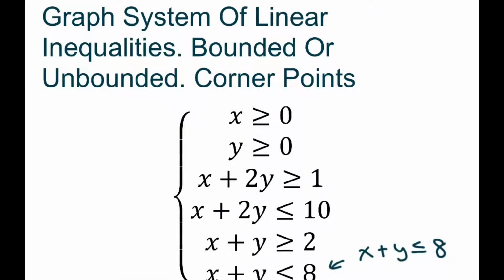Hi everyone, we're going to graph this system of linear inequalities, determine if it's bounded or unbounded, and label the corner points. For some reason this went off the page a little bit, but this last one here is x plus y is less than or equal to 8. This tells us that we're going to be bounded in quadrant 1, where x is greater than or equal to 0, and y is greater than or equal to 0. And for these other four, we're going to use our x and y intercepts.